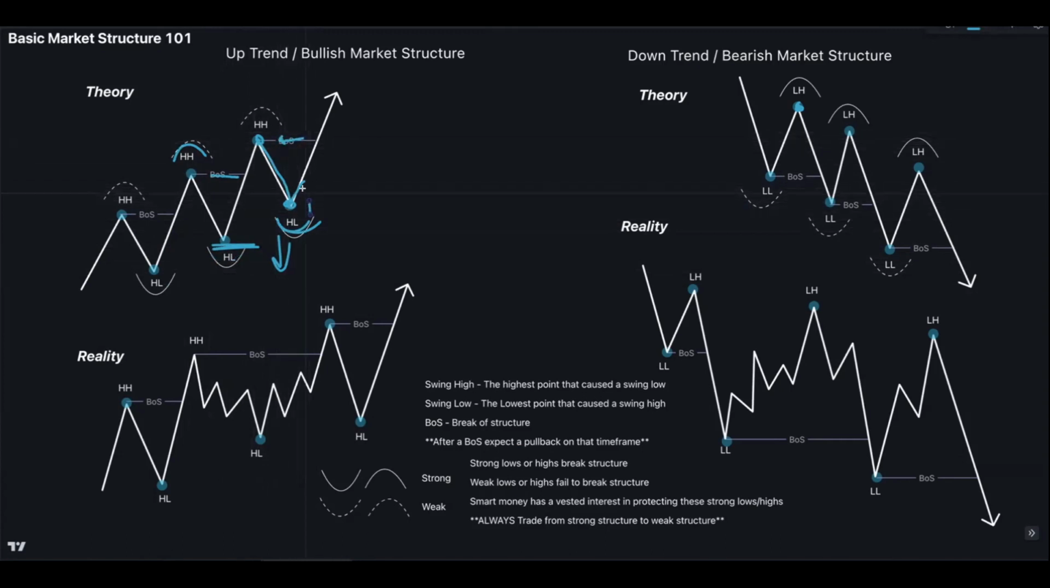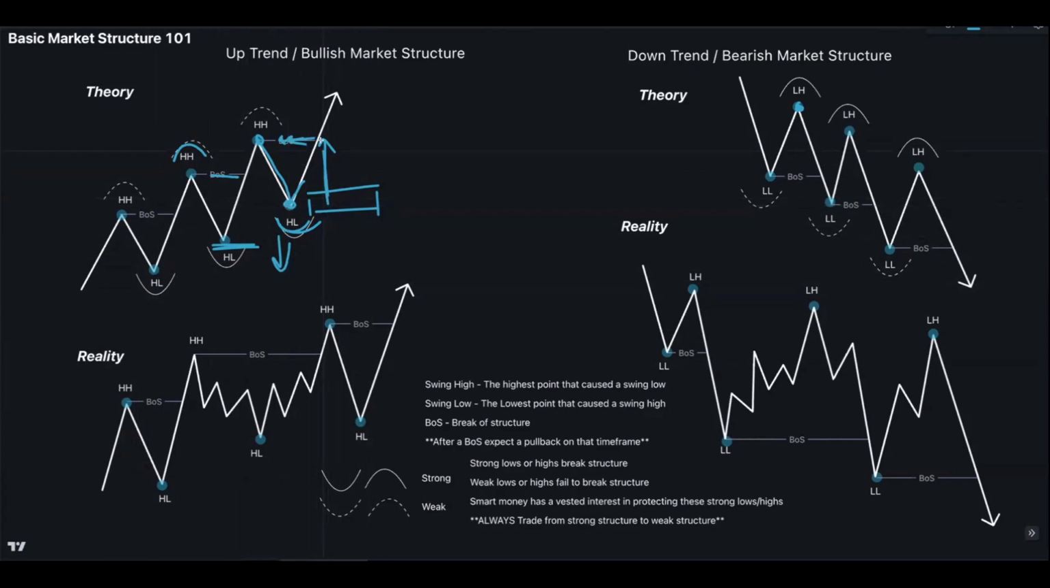So this gives us an opportunity to get in a trade right here, and then we can put our take profit at the higher high, right? Because we always want to trade from strong structure. That's our idea of strong structure. It's all based off strong highs and strong lows.